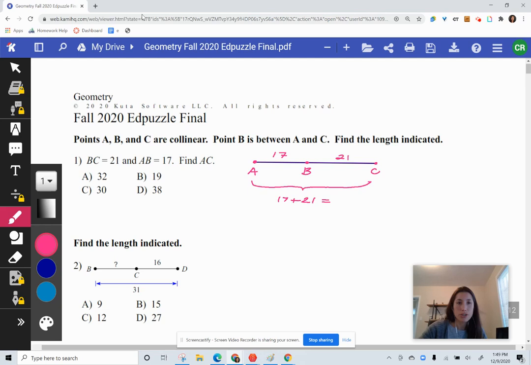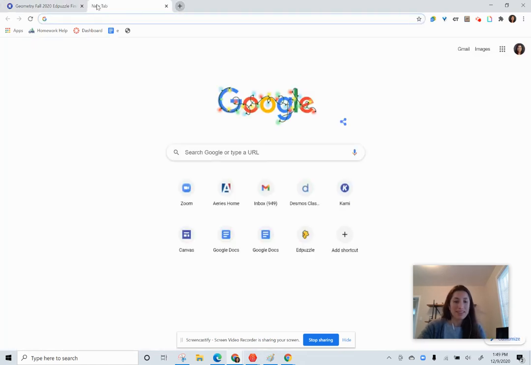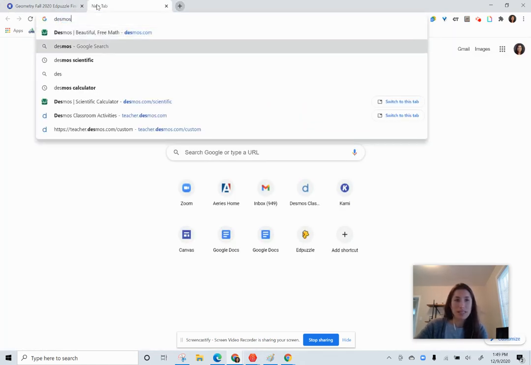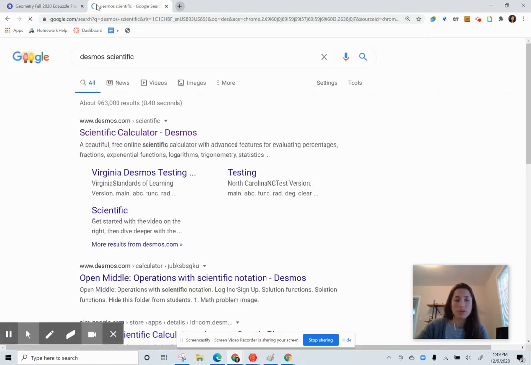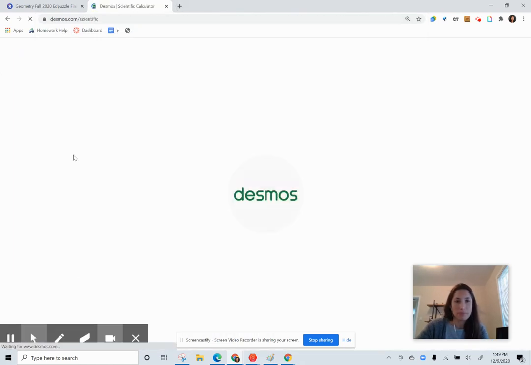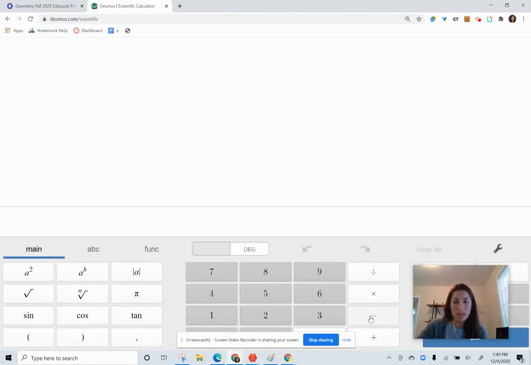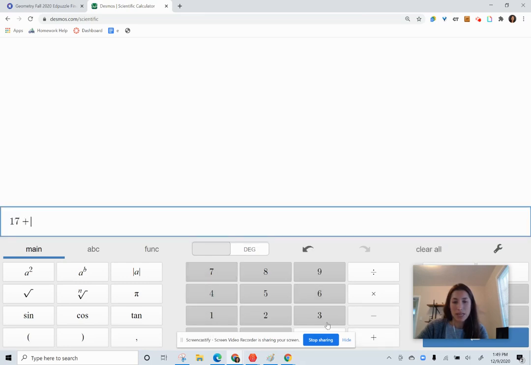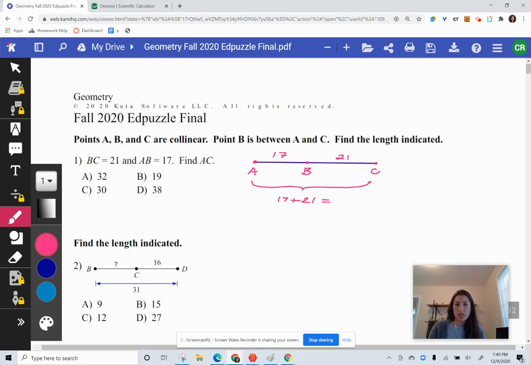And I encourage you, as you're working on this test, open up that Desmos Scientific Calculator. You could just Google that at the app. And we're going to be adding 17 and 21 together. So our segment length is going to be 38 for this one.